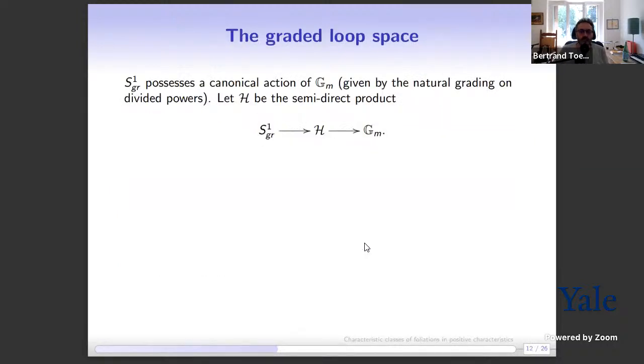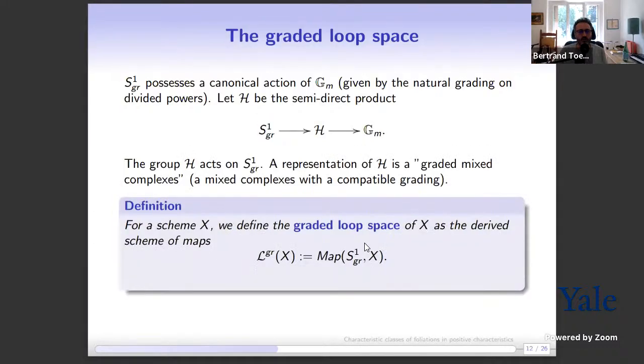Okay. So now this graded circle, it's graded, so it has an action of Gm because it has a natural grading, and I can look at the semi-direct product. And this group H is really the group I'm interested in, because a representation of H will be graded complexes together with a mixed structure that is compatible. So a representation of H is a graded mixed complex. And I want to keep this grading in the picture.